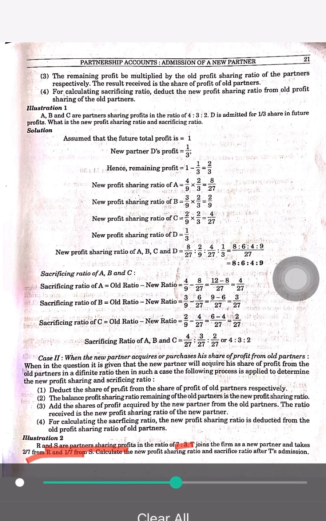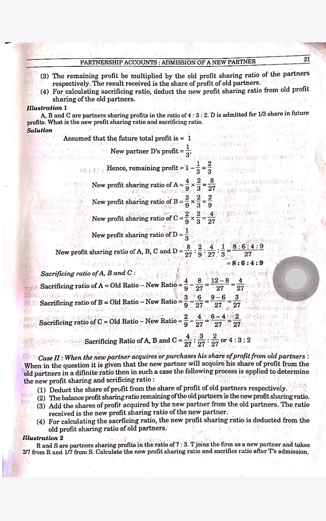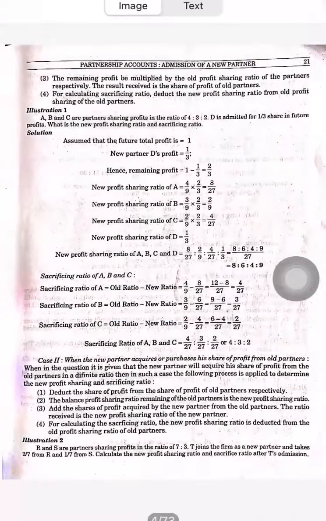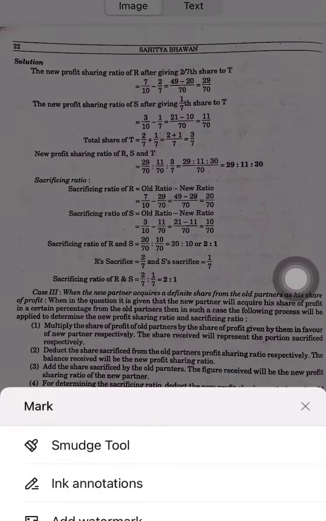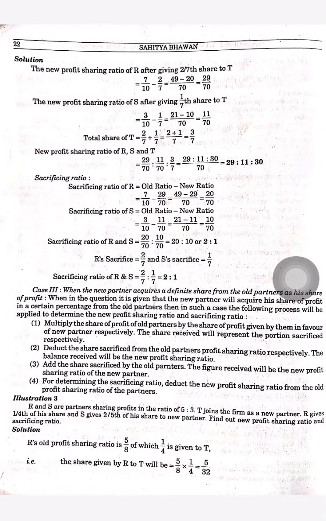Now, just showing the solution. Here you can see the new profit share of R, giving 2/7 to T. So 7/10 minus 2/7 will be 29/70. It's the new ratio of R. Same goes with S. S is contributing 1/7, so 3/10 minus 1/7 will be 11/70.